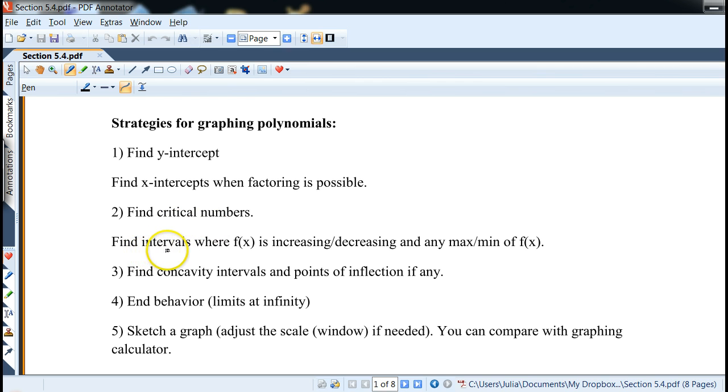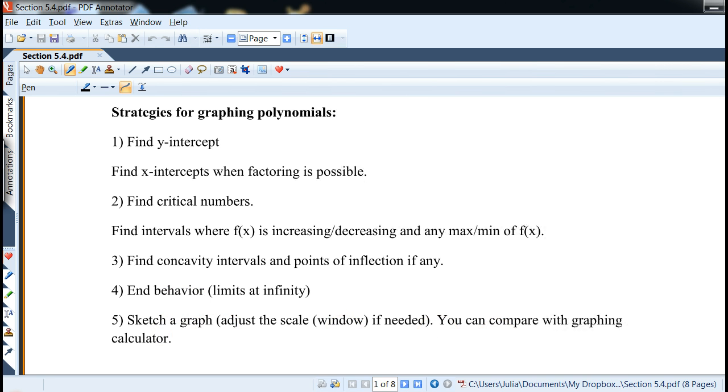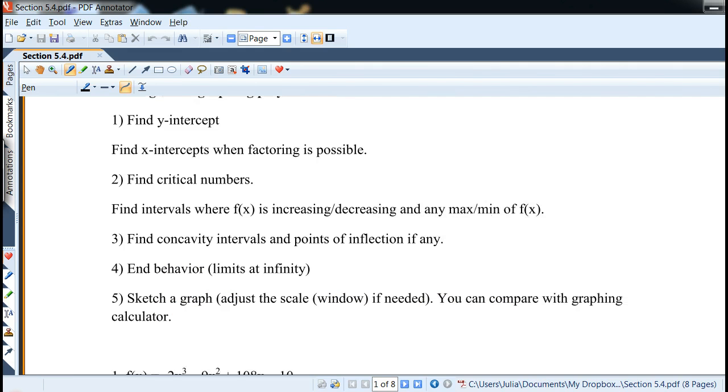Then we can also use a number line to find intervals where f of x is increasing, decreasing, and any max or min. You can also, step 3, use the second derivative to find concavity intervals and points of inflection, if any. And lastly, we can recall end behavior from chapter 2, or limits at infinity, which is exactly the same thing actually from chapter 3. And then we can finally sketch a graph, and we can adjust the window and the scale if needed.